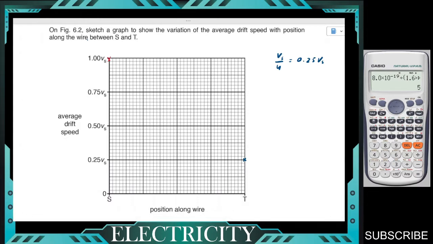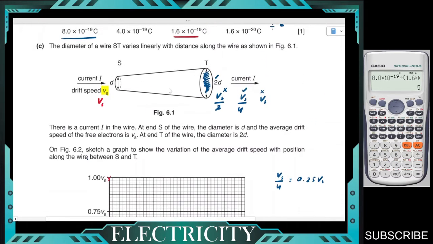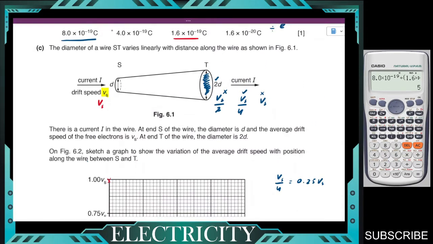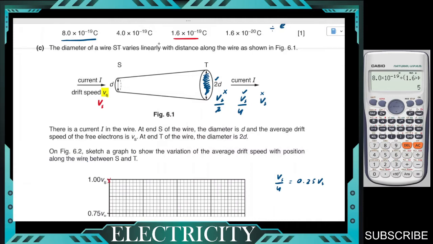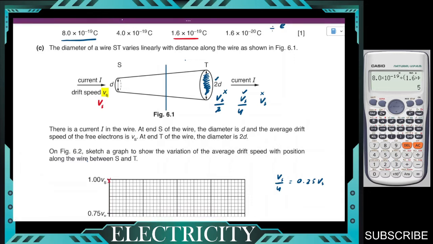Now we just need one more point. So we could know if the graph is a curve, if the graph is a straight line, or if it is a curve, then what is the gradient? What kind of gradient? Increasing, decreasing, whatsoever. So I'm going to choose a point in the middle, the easiest point, which is, let's say, over here. Let's use this point, which is exactly in the middle of S and T.